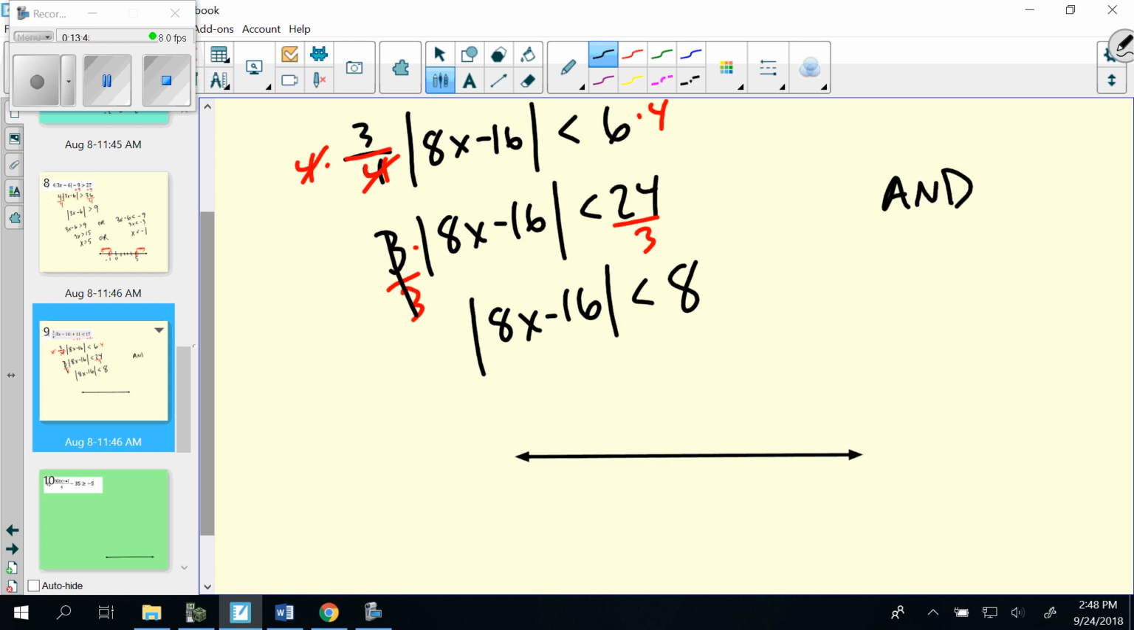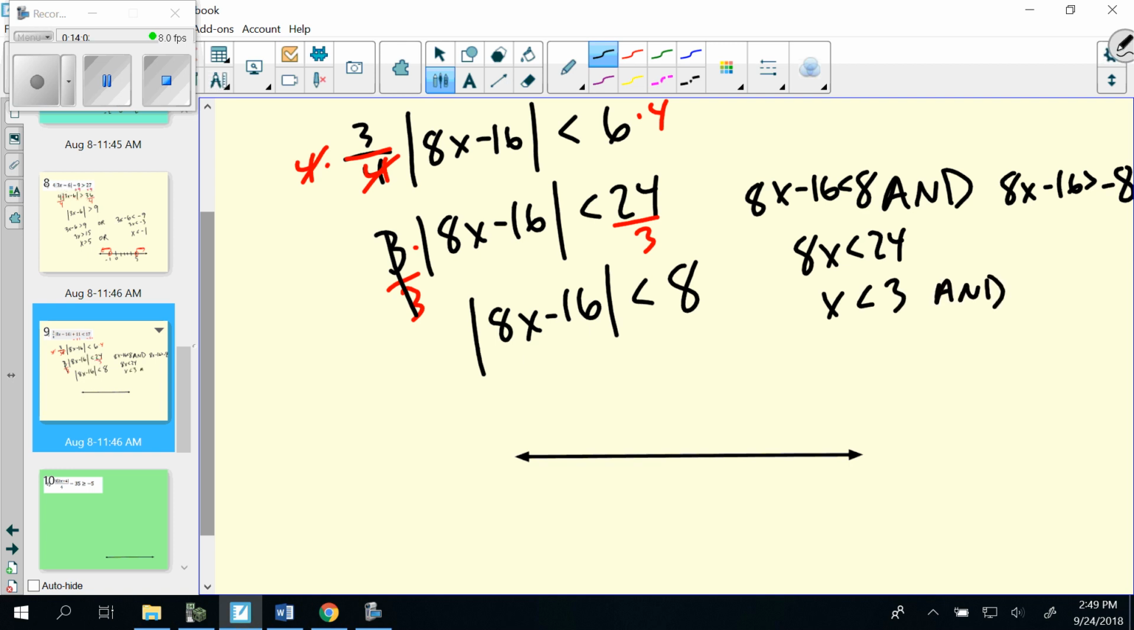So if you write out the 2, it's going to be that 8x minus 16 has to be less than 8, and 8x minus 16 is going to be greater than the opposite, negative 8. Solving them out is pretty straightforward. Divide and you get x less than 3, and also solving this other one, we get that x has to be greater than 1.